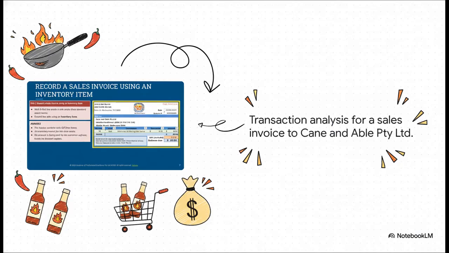We now turn to the corresponding procedure for a sales invoice. In this scenario from the source material, Woke Enroll sells 10 units of the same inventory item to a customer, Cain and Abel Pty Ltd. The total value of this sale is $65.